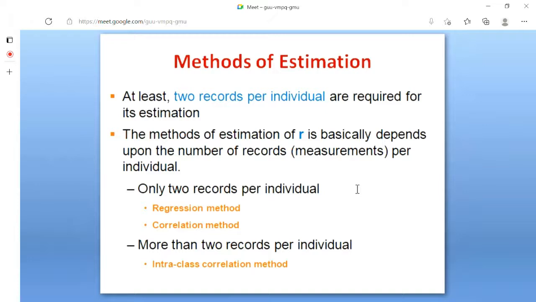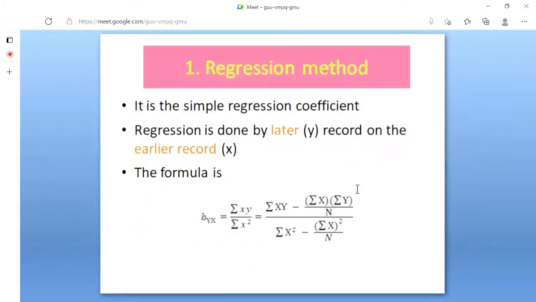Say if you have only 2 records for individuals, the first and the second lactation records only, then you have to use the regression method or the correlation method. And if you have more than 2 records per individual, then you have to use the interclass correlation method, like that of the half-sib heritability, the ANOVA method. So these are the methods.